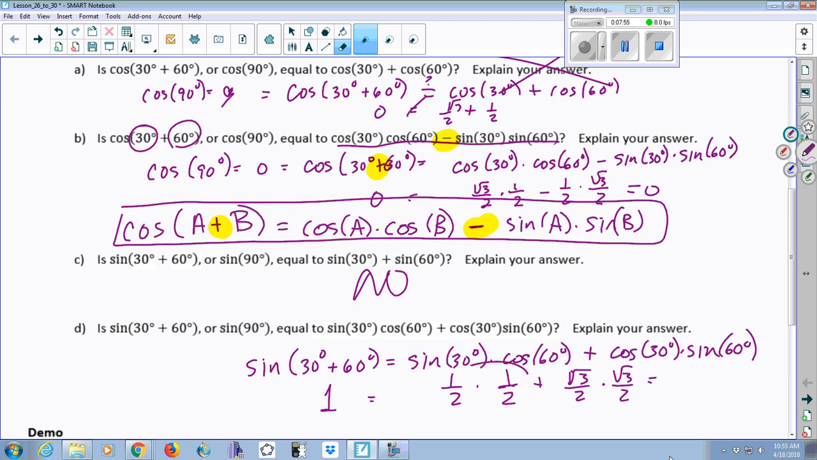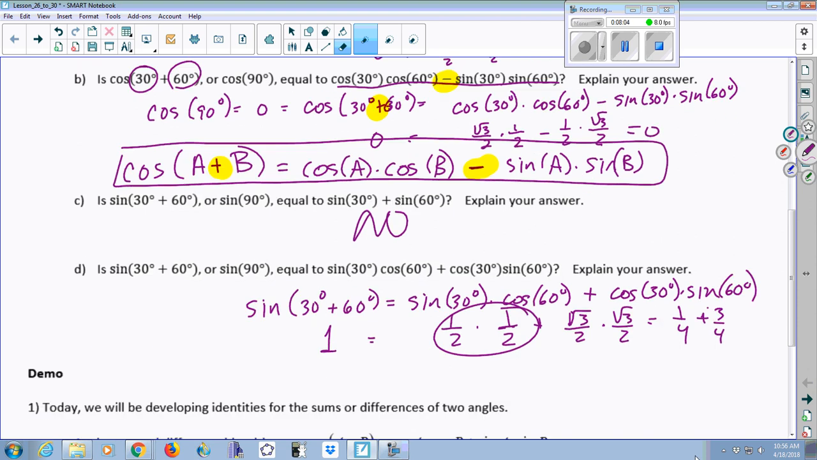So what's that equal? 1/2 times 1/2 is 1/4. Square root of 3 times square root of 3 is 3/4. 1/4 and 3/4 is 4/4, which is 1. Woohoo! So there's going to be our second, and we're going to derive some of these.